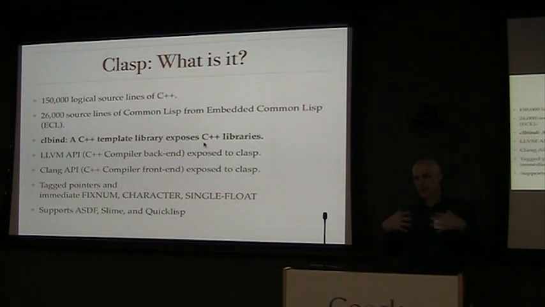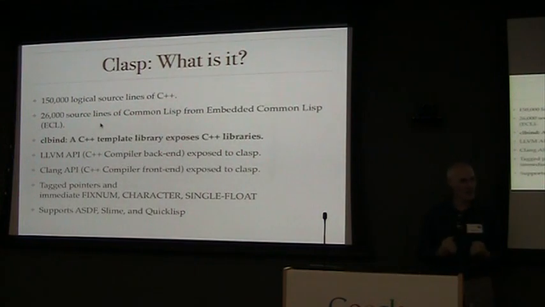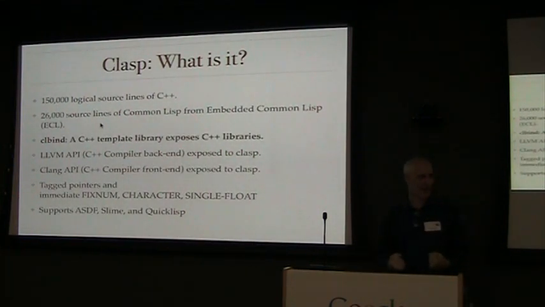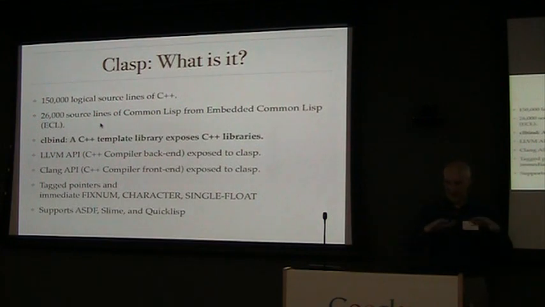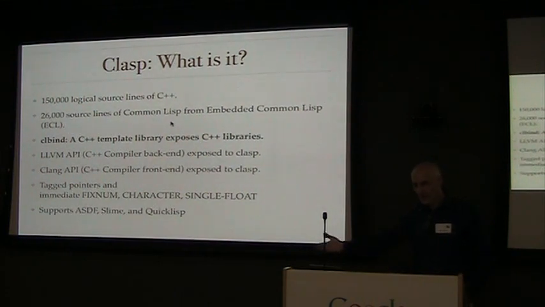So what I've done now is I've developed a whole new implementation of Common Lisp that's got all this stuff built into it. It's called Clasp. It's about 150,000 lines of C++ code. What I did is I took all the Common Lisp code from Embedded Common Lisp, ECL, because that's built on a C core. And I thought if that one's built on C, then all I need to do is write a C++ core that replaces all the C functionality, and it'll give me something like ECL, but based on C++.